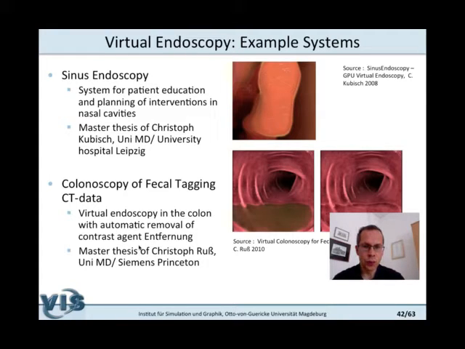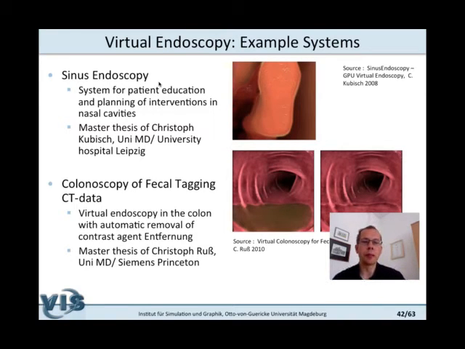The second system was also developed by one of our master students, but it was not developed in our group. Instead Christoph Roos made his master thesis at Siemens Princeton, that is the research lab of Siemens Healthcare. And yeah, he dealt primarily with colonoscopy, with fecal tagging, that is where you want to mark residual stool in order to prevent that this hampers the diagnosis too strongly. Whereas Christoph Kubisch's system was primarily developed for ENT surgeons. Yeah? ENT stands for ear, nose, and throat.